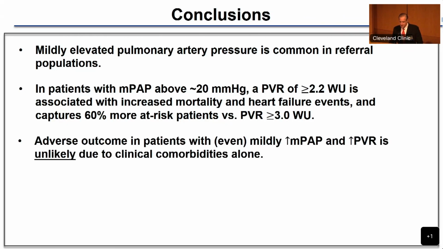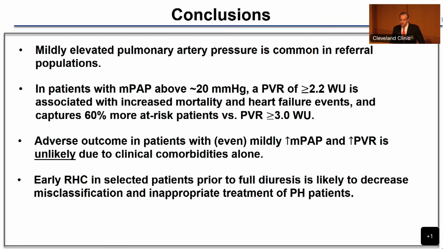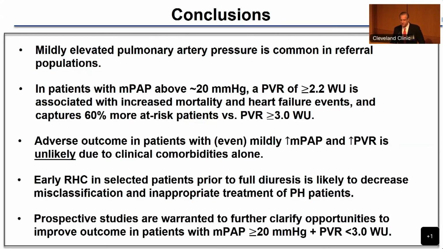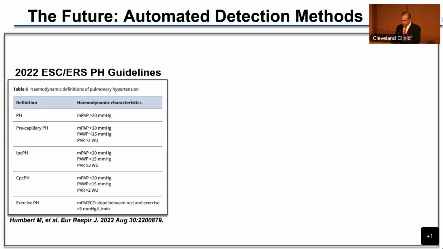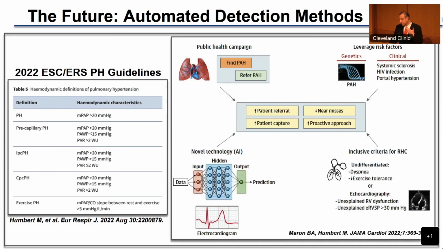I'll also make the case that adverse outcome in this cohort is not driven by clinical comorbidities alone. I pitch for earlier right heart catheterization prior to full diuresis as a way to offset misclassification and inappropriate treatment. And most important, prospective studies are really the path forward to clarify opportunities for improving outcome in this cohort that we've been discussing. And with that, I'll end by reiterating for the group that may not have seen the most recent ESC/ERS PH guidelines on the definition, which are in line with what we've been talking about today, and advance maybe what could be the next paradigm that we should be thinking about.